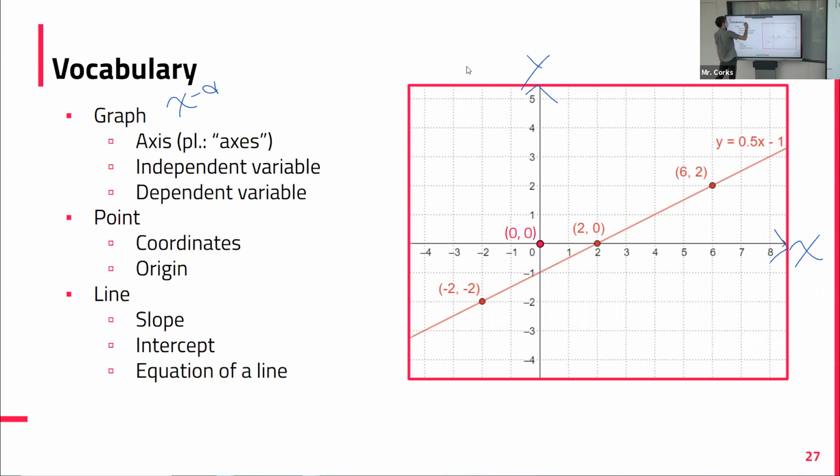X axis, y axis. The plural version of this, just in case you need it, is axes, not axes.